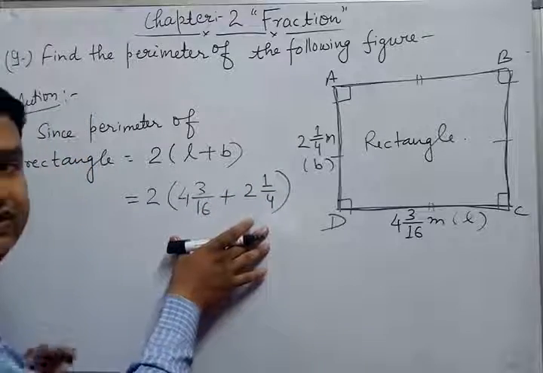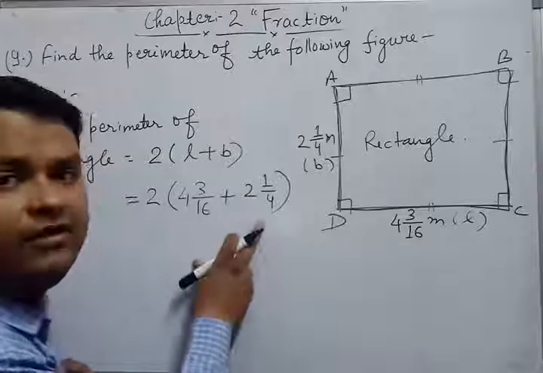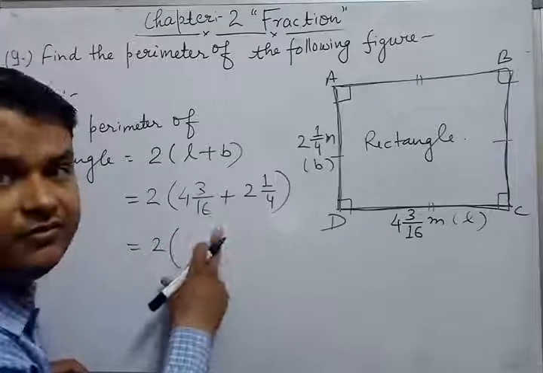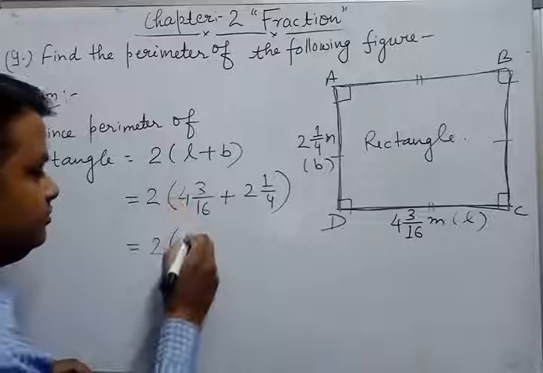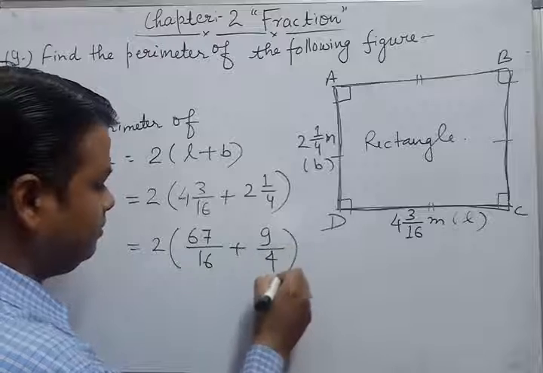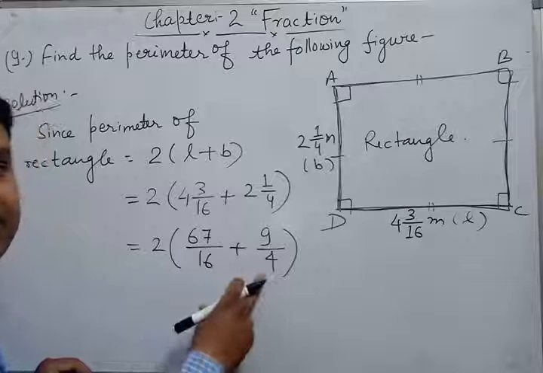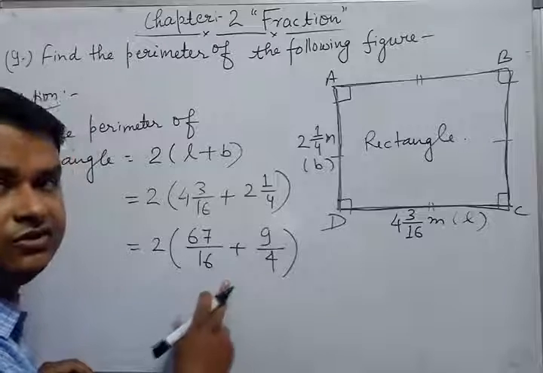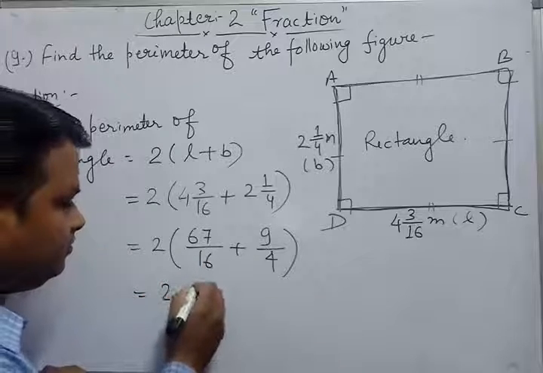So students, this is another question you have to solve, and in this step first of all you have to convert into improper fractions, because both the fractions are mixed fractions. 16 4s are 64 and 3 is 67/16, plus 4 2s are 8 plus 1 is equal to 9/4. So students, this fraction is given as an improper fraction. This is an improper fraction, and this is also an unlike fraction. Then first of all you have to convert into like fractions, then you have to add.